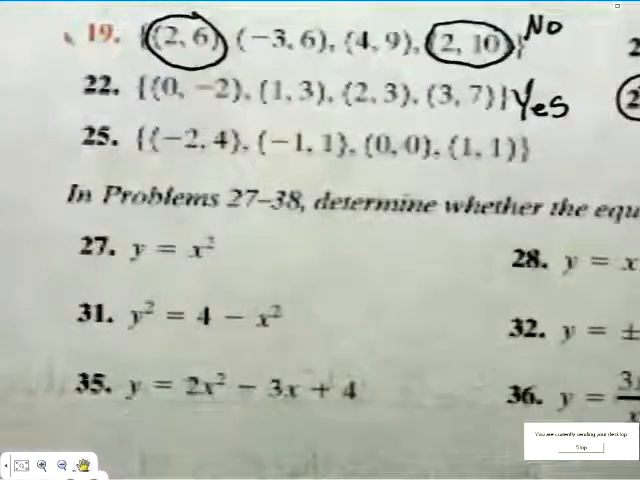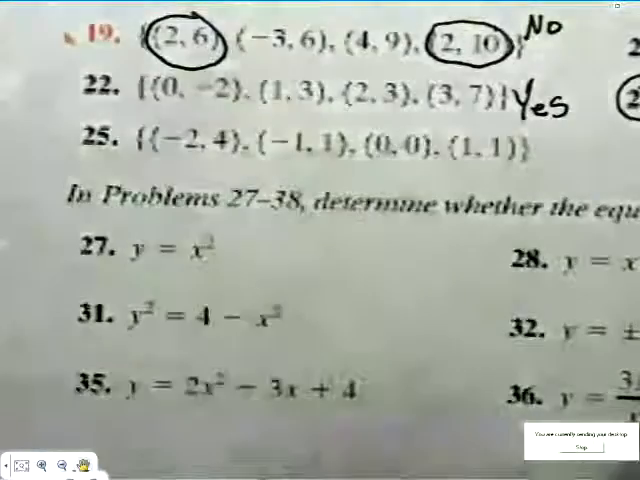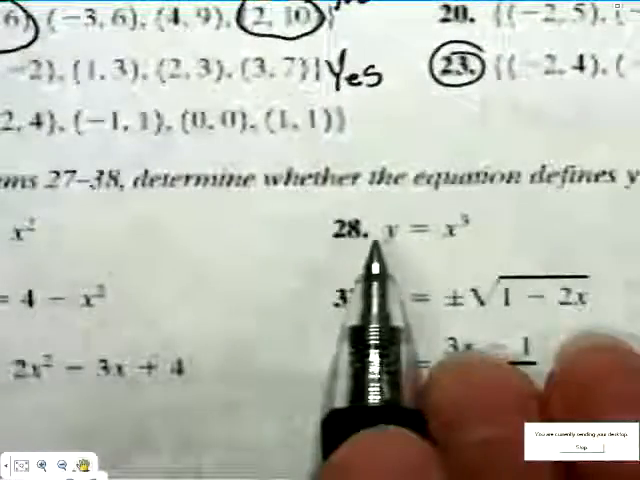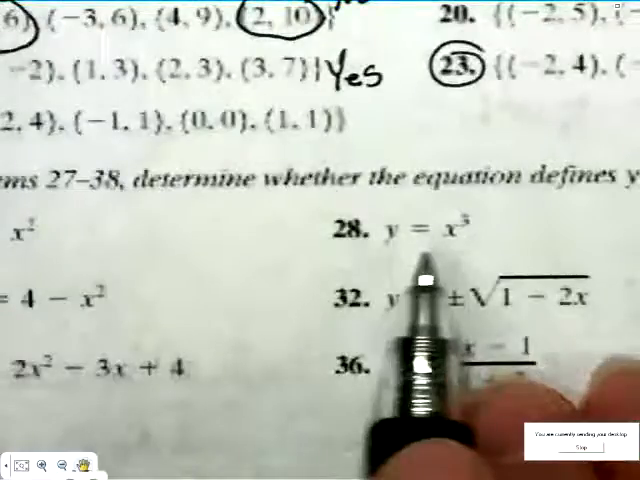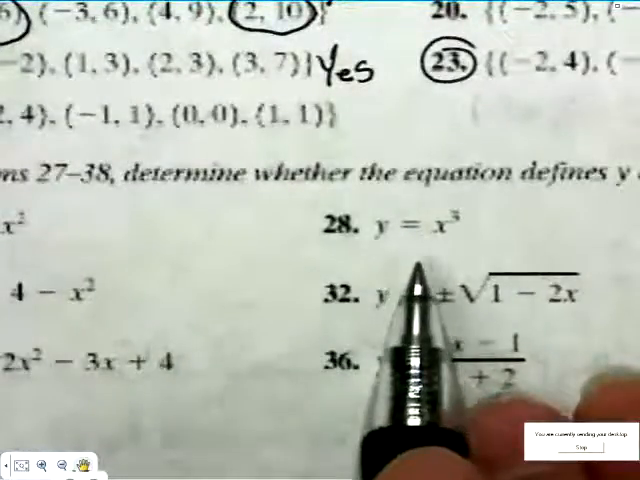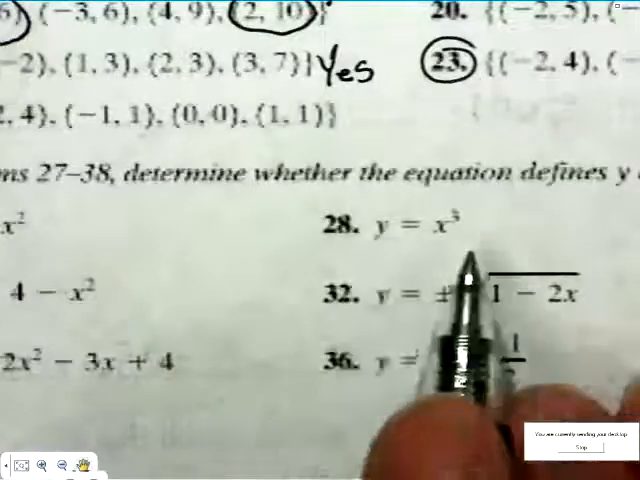27 through 38. How do we look at equations and decide whether or not they're functions? Well, think about your calculator, or think about a machine on number 28 that cubes anything you put into that machine. You have a cube button on your calculator probably. If I type a number and hit that cube button, how many right answers are there? Just one. So is y equals x cubed a function? Yeah.